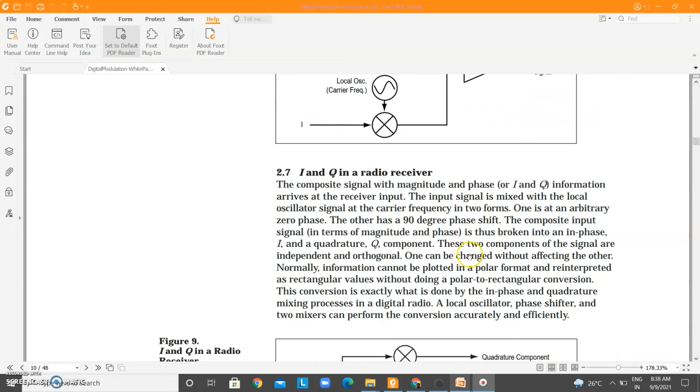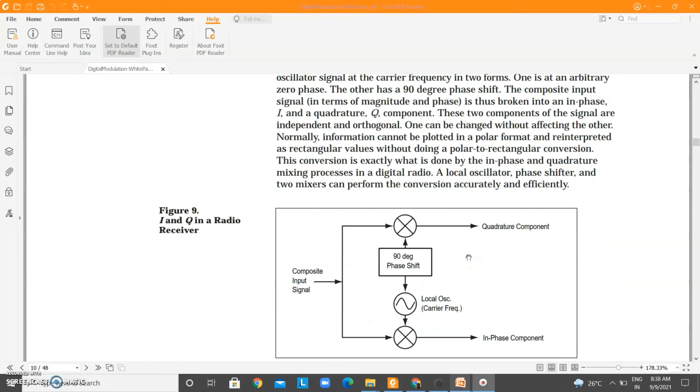In the receiver we have to again do the reverse operation. So we have the composite signal which is coming. What you should do is the reverse operation. In the local oscillator we are generating the carrier signal, but remember this frequency should be the same as that of the one in the transmitter. Otherwise you cannot get back the same signal.